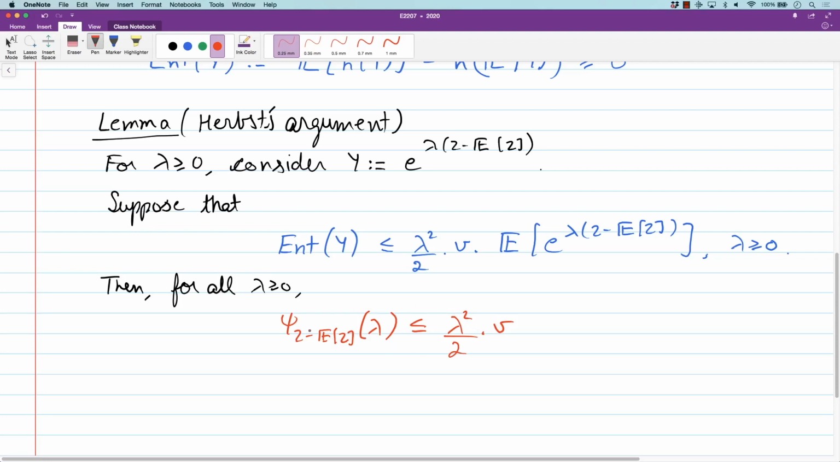sub-Gaussianity bound. So the random variable z will be sub-Gaussian if you can show that the entropy of e to the power lambda z minus expected value of z, the centered version of z, is less than or equal to lambda square by 2v times the expected value of the same random variable.